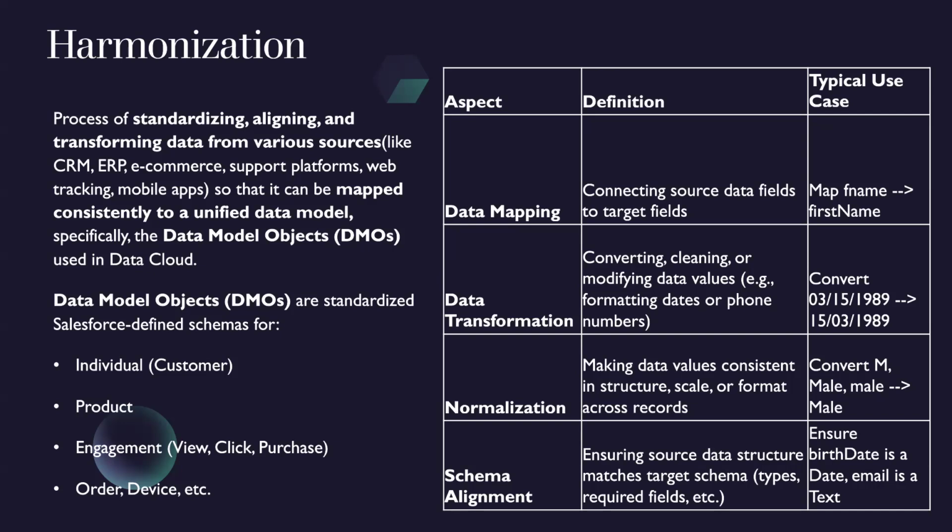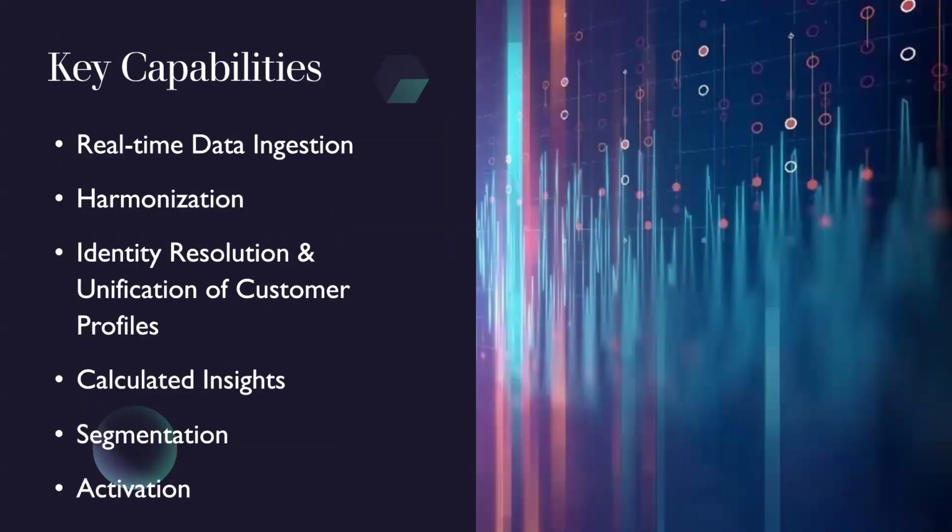Next is you do schema alignment. So mainly you make sure that your birth date field, for example, is a date field. Email field, for example, is a text field. So you ensure your source data structure matches with the target schema, right? So this is all called harmonization, and it's very, very important.